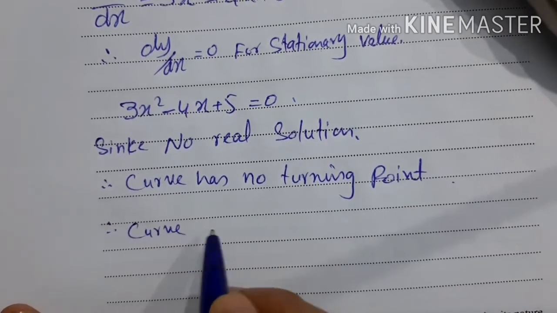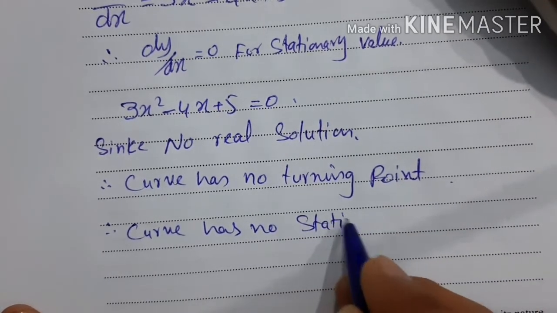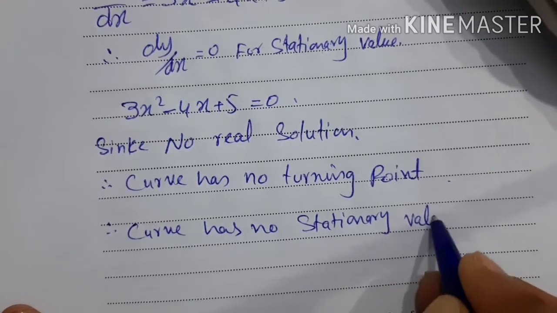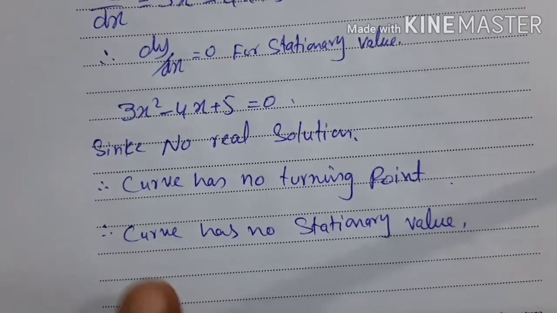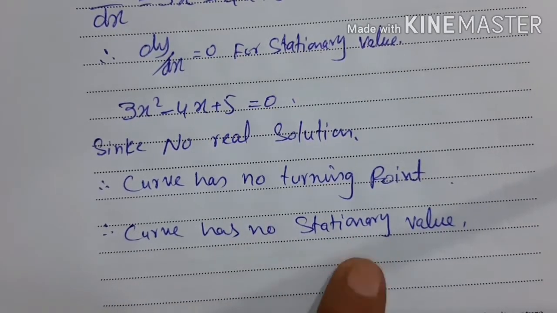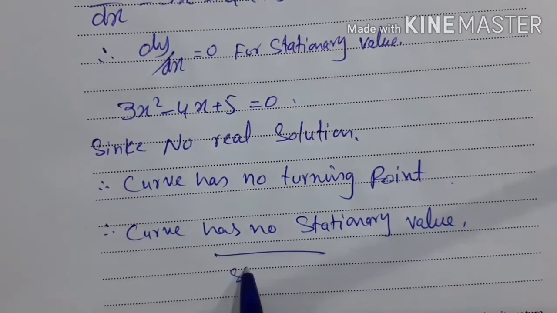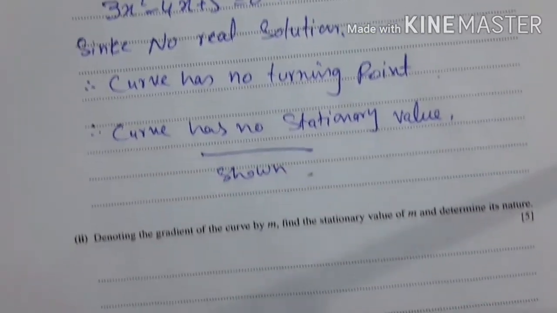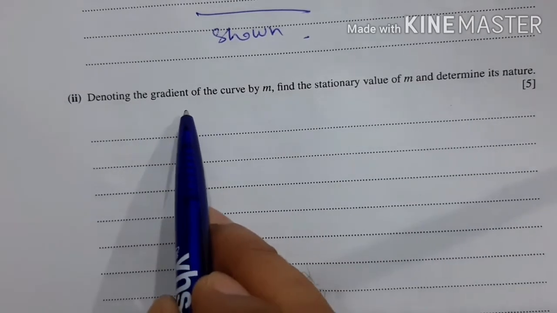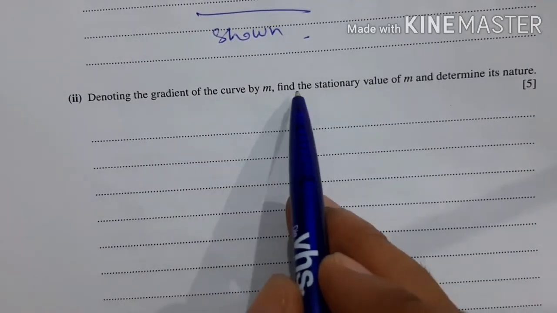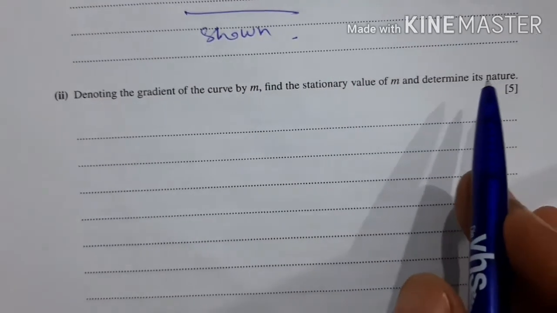Therefore, the curve has no stationary value, because a curve always has a stationary value when there is a turning point. This is shown that the curve has no stationary value. Okay, part 2. Describing the gradient of the curve by m, find the stationary value of m and determine its nature.